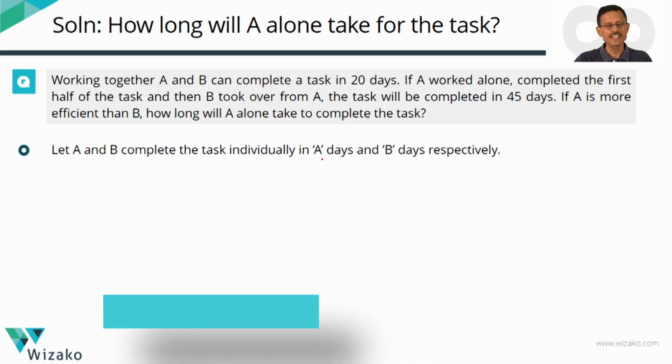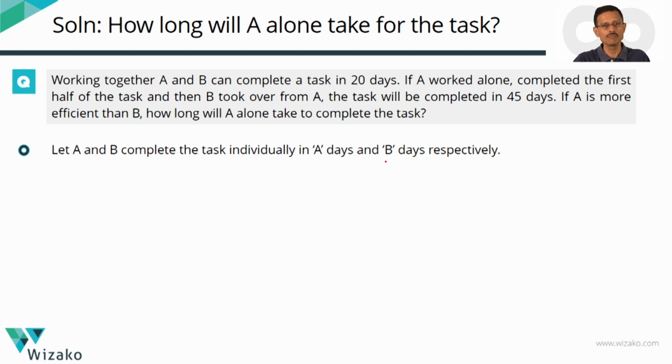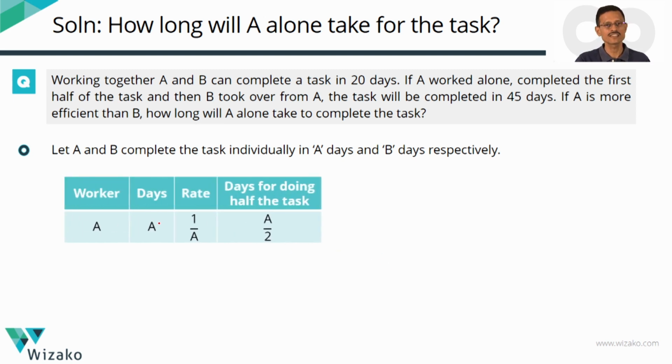We'll assign A days as the time taken by A to complete the task working independently, and B days as the time taken by B to complete the task when B works independently. Right? So this is our assignment of variable. Let's quickly draw the usual table that we do for pipe systems and work time. So A takes A days to finish the task. In a day A will complete 1 by A of the task. Till this we are following the standard norms.